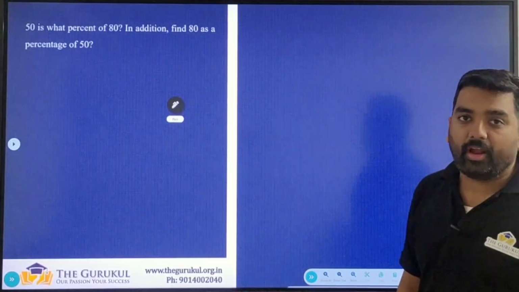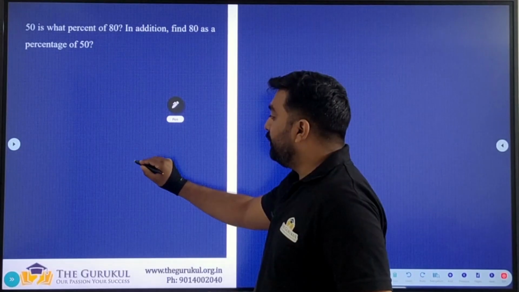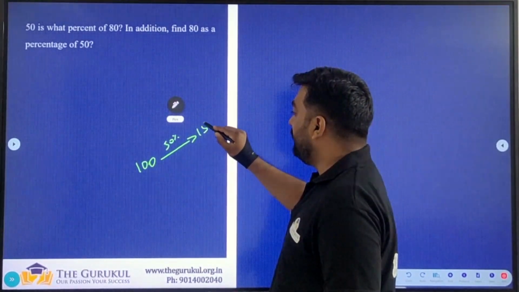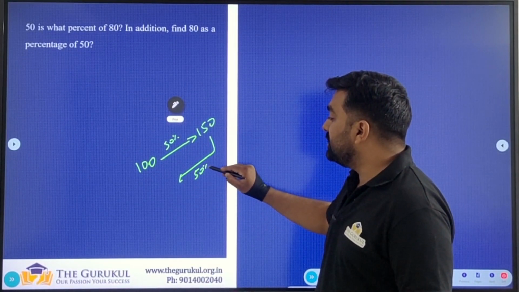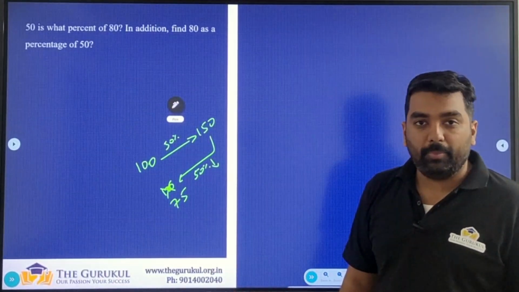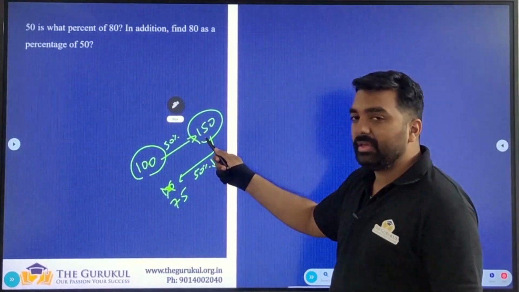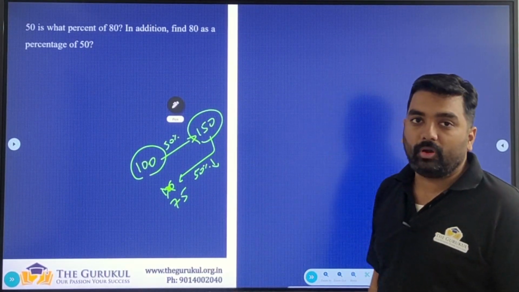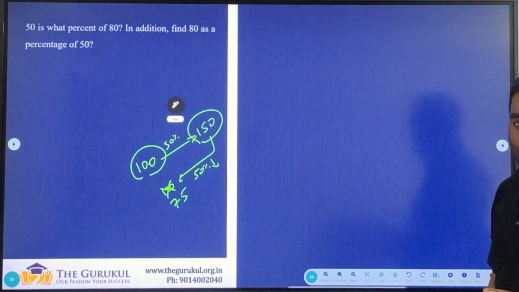One thing we need to understand, percentage is always solved in only one direction. If I have 100 rupees, that 100 rupees increased by 50%, it will become 150. The same 150 decreased by 50%, I will not come back to 100, I will come to 75. Because the base values are different. Here the base value is 100, here the base value is 150. You are increasing on 100, decreasing on 150. That is one very important thing we need to remember from comparisons point of view.